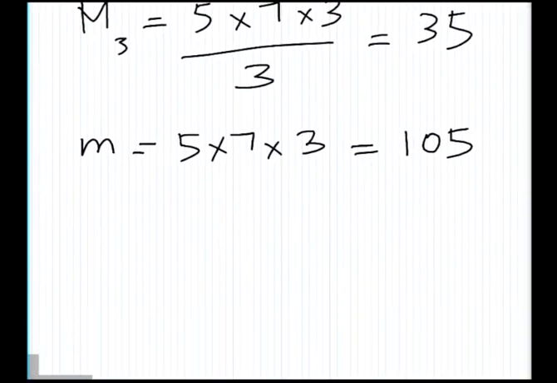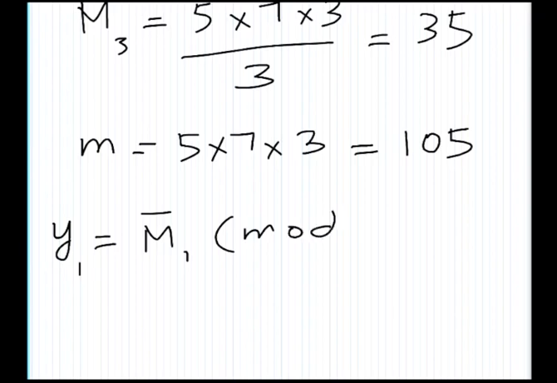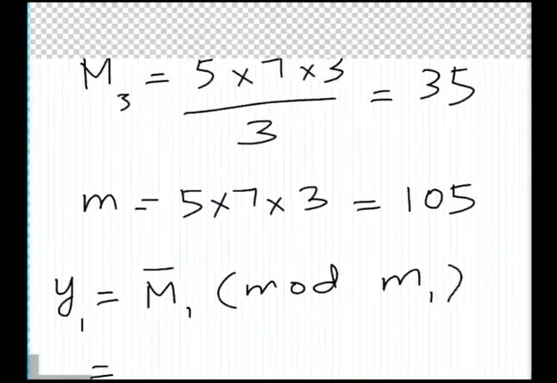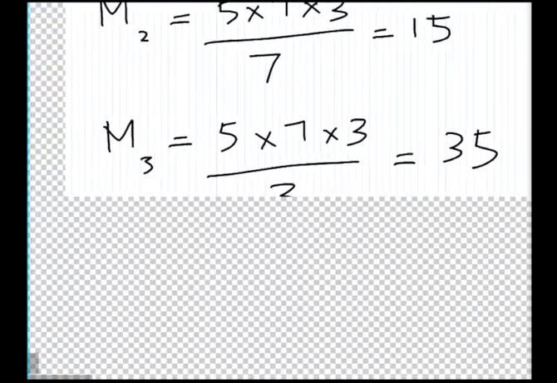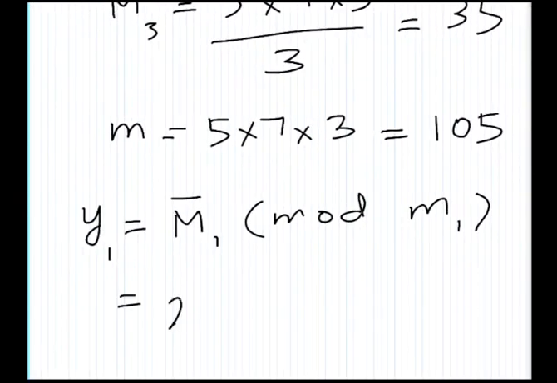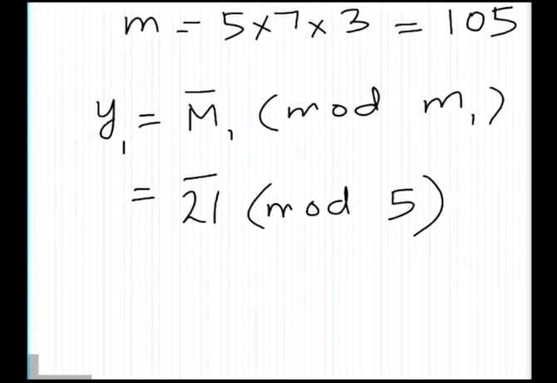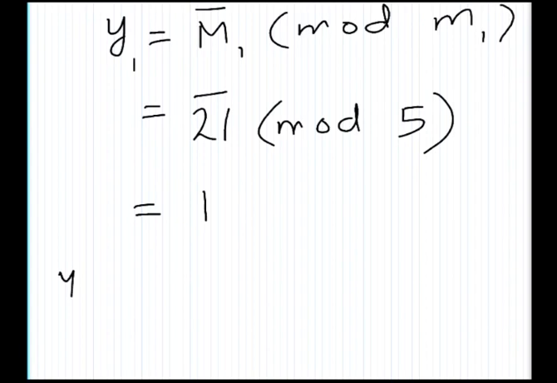Now we have to find y1, y2, y3. So y1 is equal to m1 inverse modulo, m1 is which number? 21. So 21 inverse modulo 5. We can easily see that this is equal to 1, because 21 times 1 is 21, and 21 divided by 5 gives us the remainder 1. So this is y1.